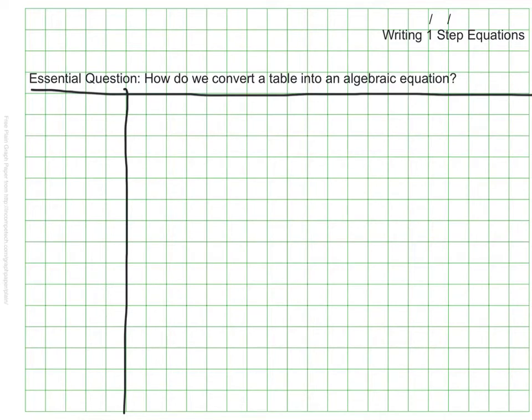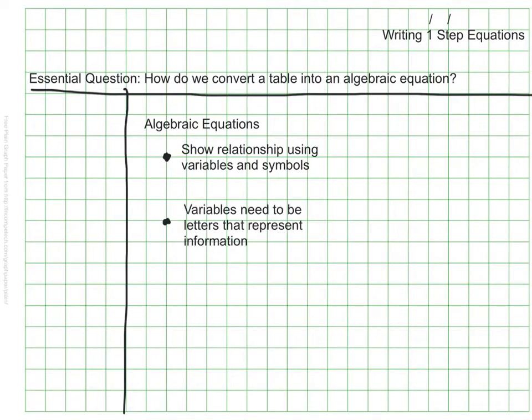When we think about algebraic equations, what we're thinking about are expressions of an algebraic relationship using variables and calculations. And of course, these variables will be letters that make sense within the context of the story or of what we're trying to express. So for example, if we were doing an equation that had something to do with dogs, maybe we would use the letter D. Or if we were doing something with miles, maybe we would use the letter M. We want it to make sense within the context of the story.